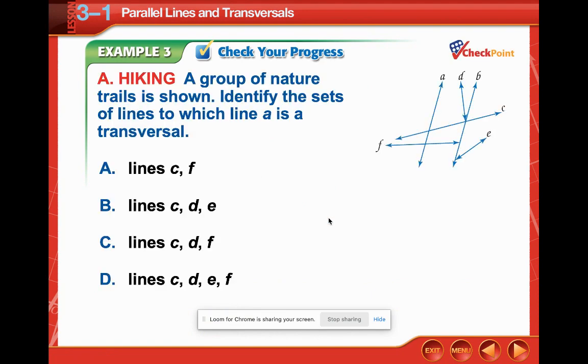All right, a group of nature trails is shown. Identify the sets of lines to which line A is a transversal. As you can see, line A only crosses two lines, and those lines would be C and F. Oh, I'm sorry. C, D, E, and F? Line A is a transversal for C, D, E, and F?